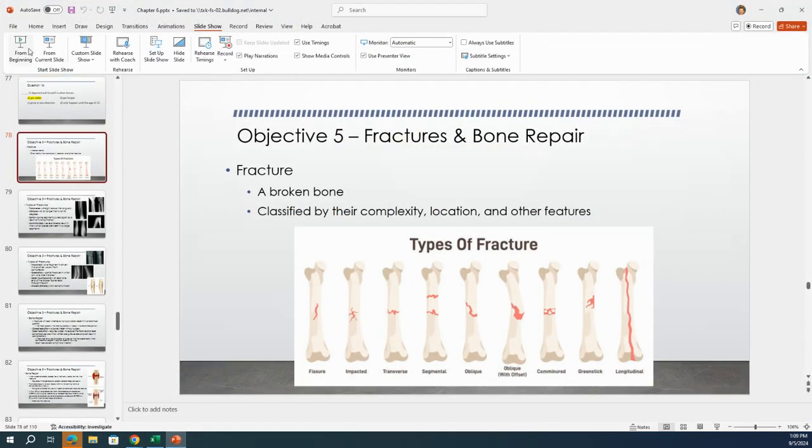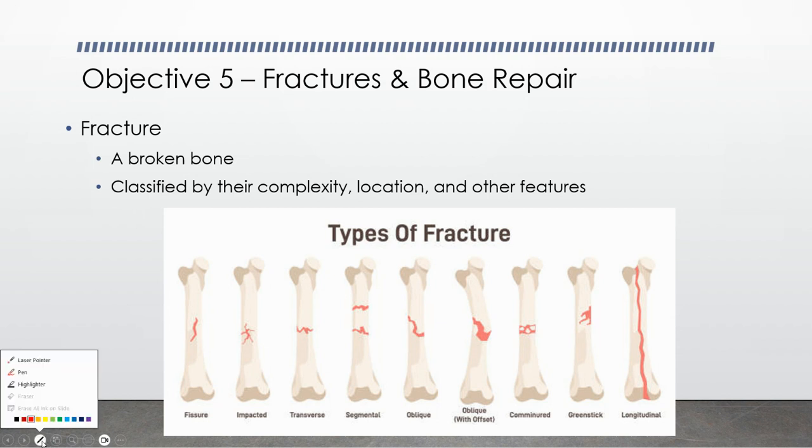Alright, this video is going to cover Chapter 6, Objective 5, which is all about fractures and how the bone is repaired if a fracture does occur. By definition, a fracture is simply a broken bone. Hopefully you haven't experienced one in your lifetime, but I'm sure there's a chance that you may have, whether it be a small break or a big break. It's pretty common for people to break a bone here or there.